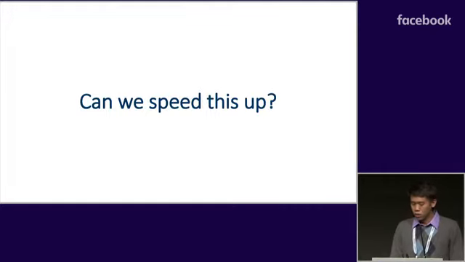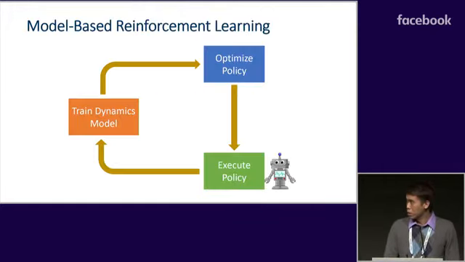So one prior approach is something called model-based reinforcement learning, where we have the agent learn a predictive model of the dynamics of the world, which it can then use to plan its own actions. And the key idea here is that by leveraging more supervision from our interactions with the environment, we hope that the agent would learn faster. But how well does this actually work?